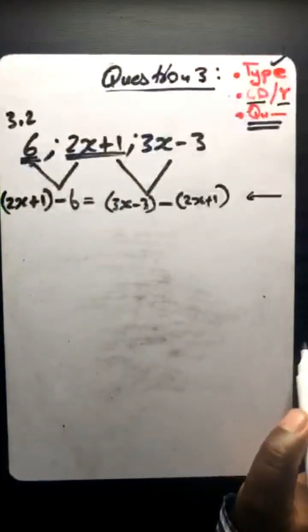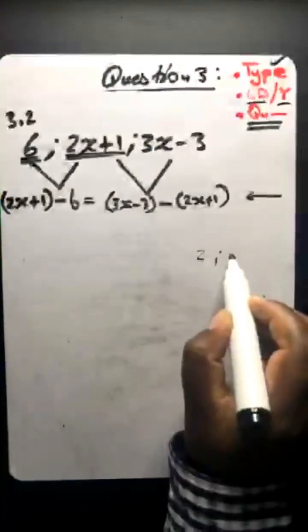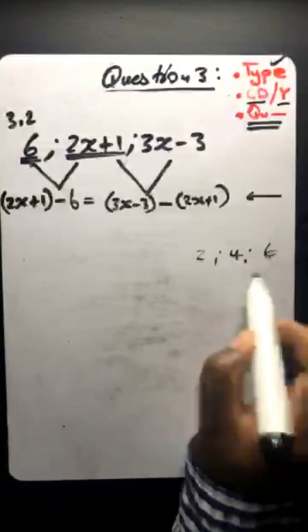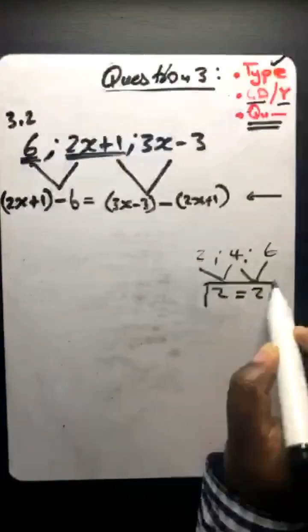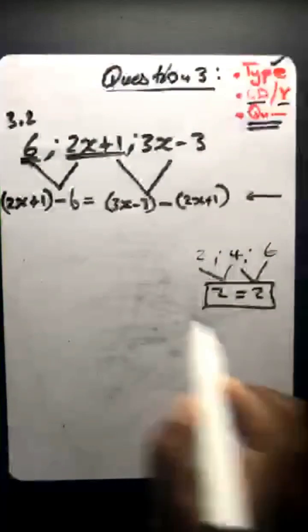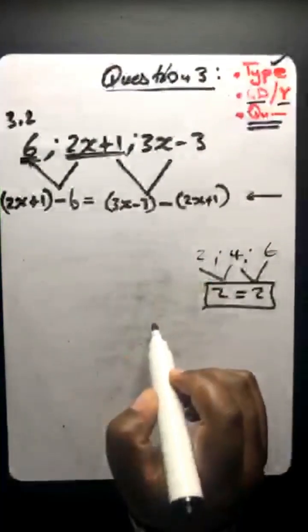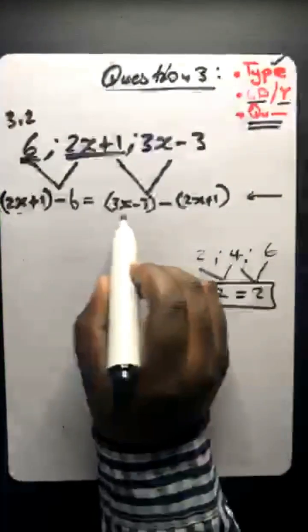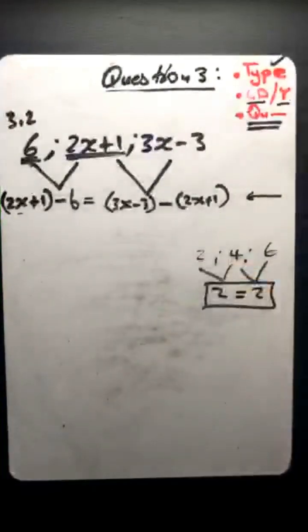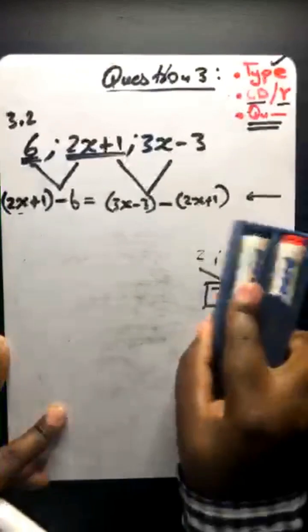Why are you equating those? It's because you know that if it was 2, 4, and 6, this minus that is 2, this minus that is 2. So that means 2 is equals to 2. But in this case, because you're dealing with the letters, that is why you're going to just say all of that as it is, it's actually equals to all of that. Then you just solve for x. So that is the tricky part.